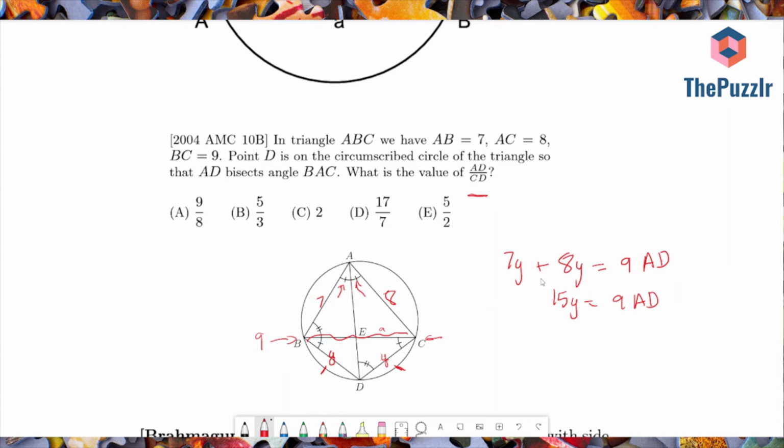And what are we trying to find? Well, we're trying to find AD over CD. Well, CD is just y. So we're trying to find this ratio, and we have this equation. So that's possible. We can divide both sides by 9y. So on the left-hand side, we'd have 15 over 9 equals AD over y. So 15 over 9, that's just equal to 5 over 3. So our answer is B, and we can move on.